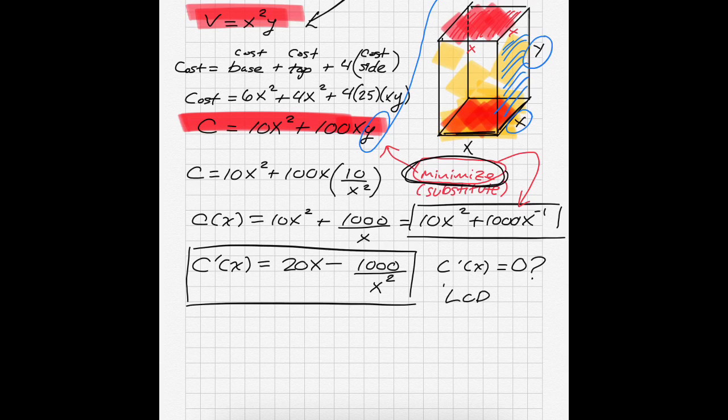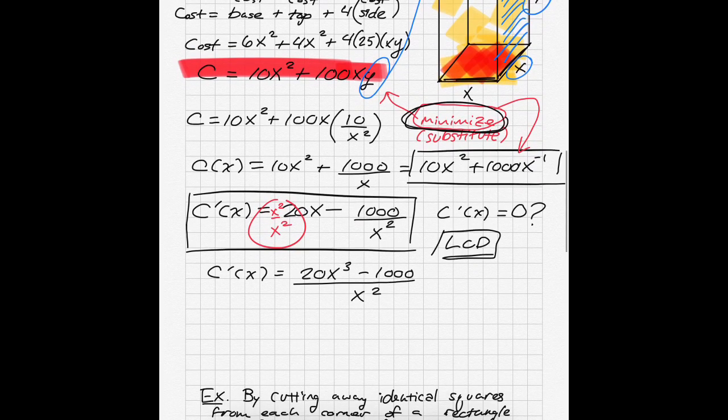So maybe for that part, maybe I'll do an LCD. So I'm just thinking maybe it would be useful to multiply, say, by x squared over x squared here. Then what do I have? C prime of x, that'd be 20x cubed minus 1,000, and then I have an LCD. It's all over x squared.